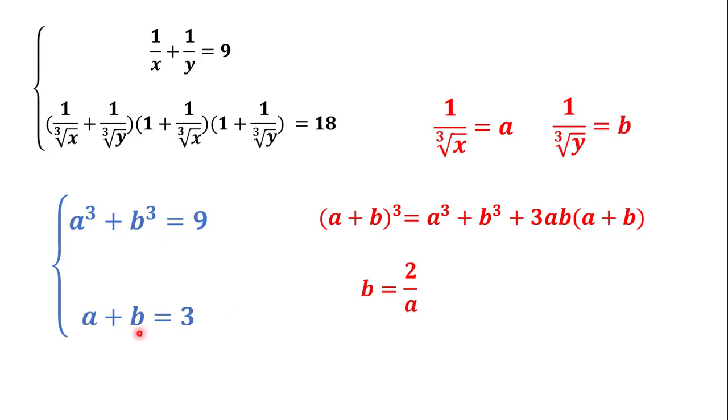In this equation, by replacing b by 2 over a, we get a plus 2 over a equals 3. By multiplying both sides by a, we're going to get a squared plus 2 equals 3 times a. By solving this quadratic equation, a equals 1 and 2. If we replace a by 1, b becomes 2. And if we replace a by 2, b becomes 1.